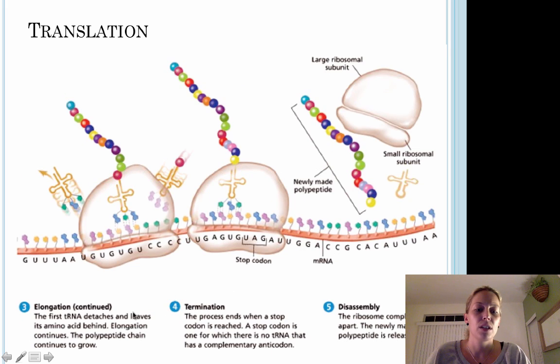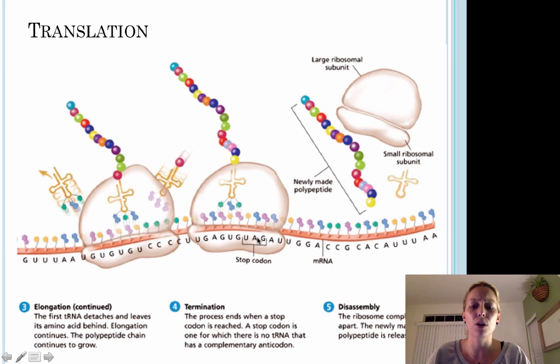Elongation is going to continue, so we've got tRNA molecules coming in, and tRNA molecules that have dropped off their amino acids leaving, and this process takes place over and over again. The first tRNA detaches and leaves its amino acid behind. Elongation continues, and the polypeptide chain continues to grow. Here we see the polypeptide chain continuing to grow as tRNA molecules are bringing in their appropriate amino acids, and the tRNA molecules are leaving.